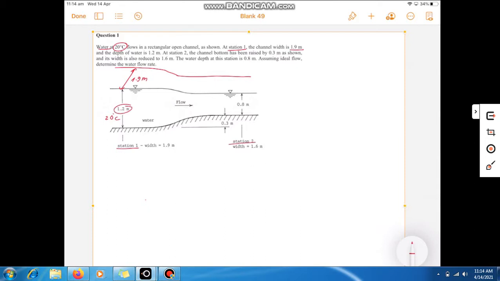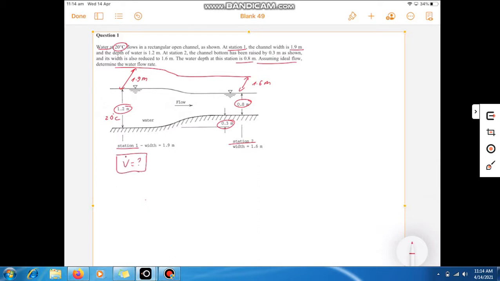At station 2, the channel bottom has been raised by 0.3 meter as shown, and the width is reduced to 1.6 meter here, and the water depth at this station is 0.8. Assuming ideal flow, which means we can ignore all energy losses, it is a full flow in this channel. And we have to find the water flow rate, or volume flow rate.